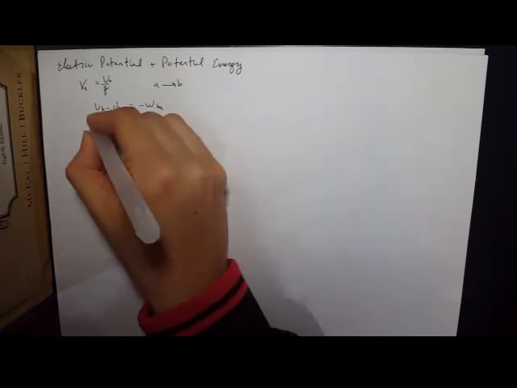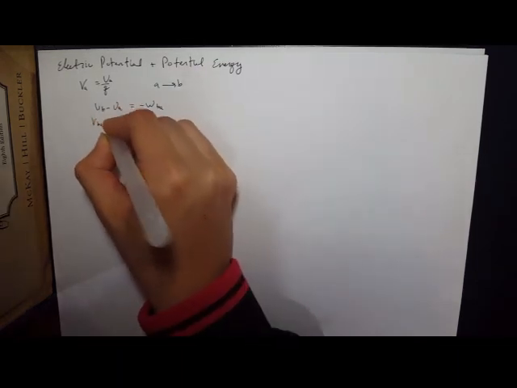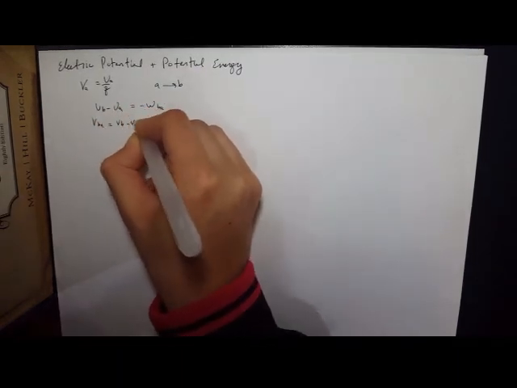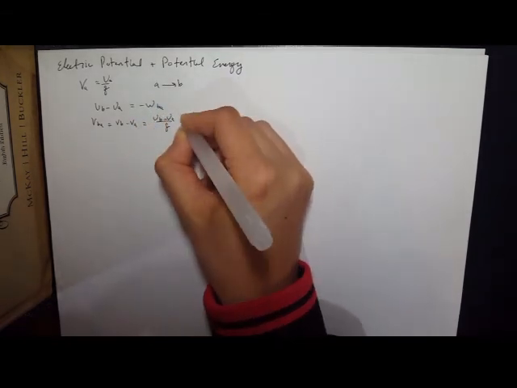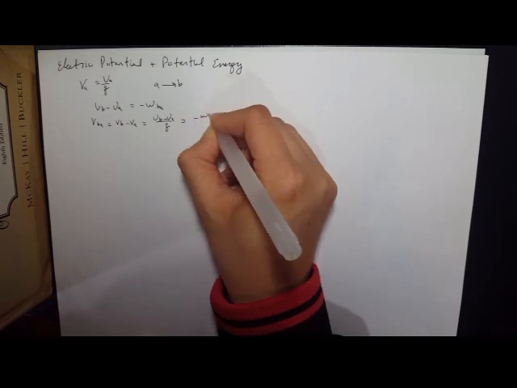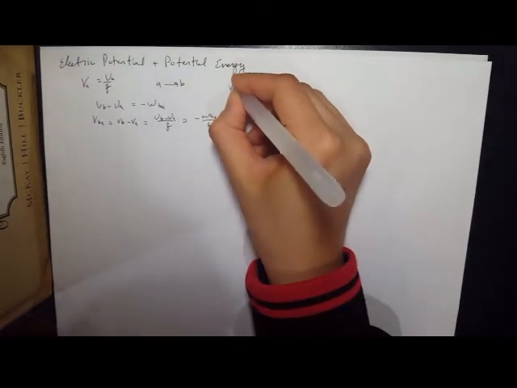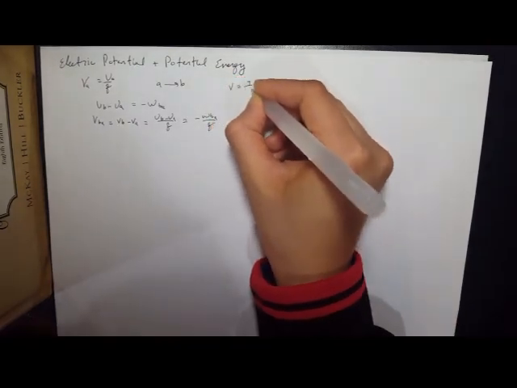So that means the potential difference, which is V_BA, is equal to V_B minus V_A, equal to U_B minus U_A over Q, and we already know this is equal to negative W_BA over Q. And we can also say that the units for potential are joules over coulombs, which is equal to volts.